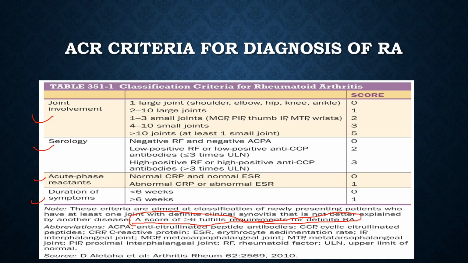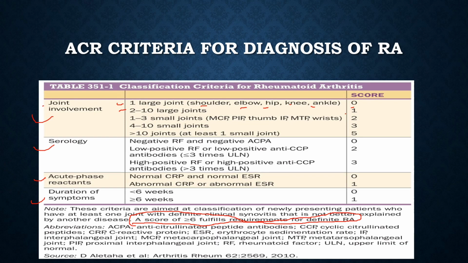The first one is the joint involvement. If one large joint is involved, then the score is 0. The large joints are the shoulder, elbow, hip, knee and ankle. These 5 joints are known as large joints. If the patient is having pain in 2 to 10 large joints, like the above 5, shoulder, elbow, hip, knee and ankle, then the score is 1.